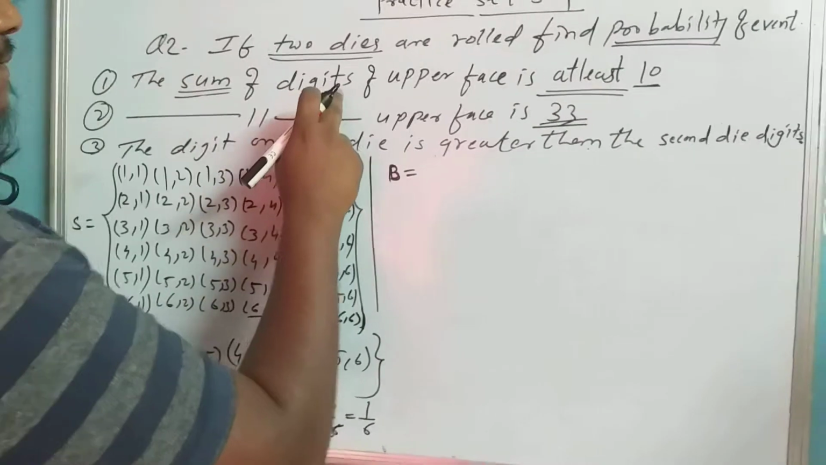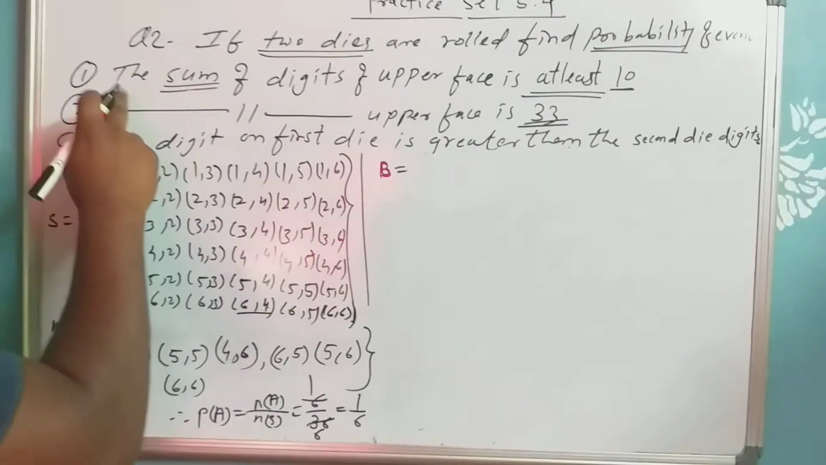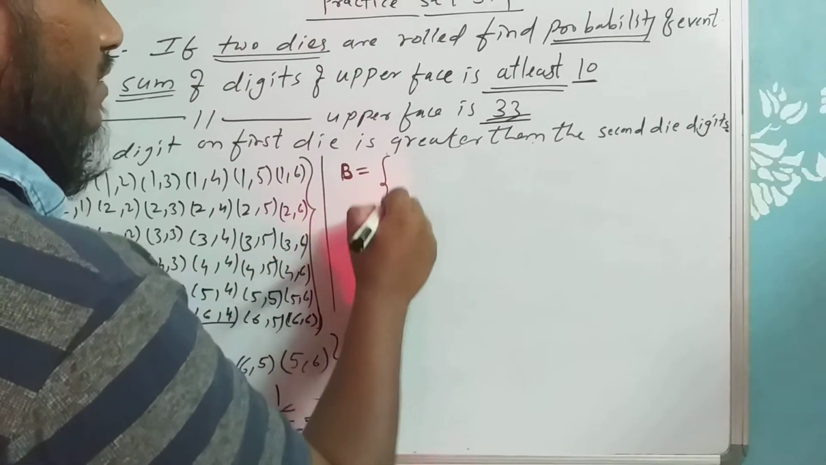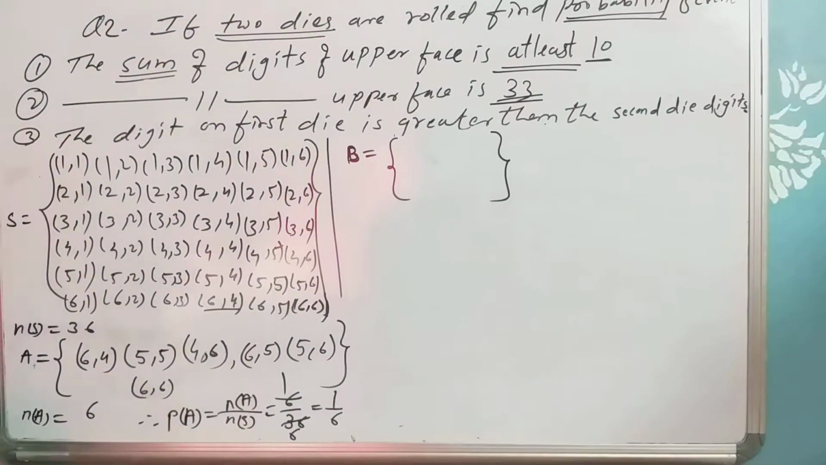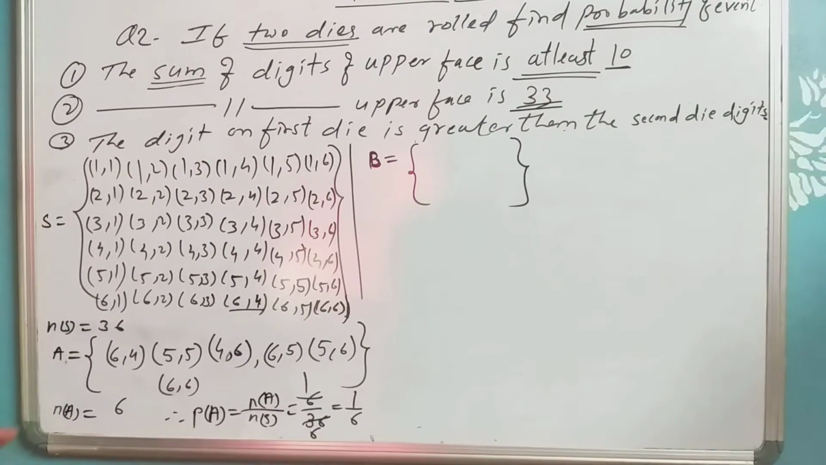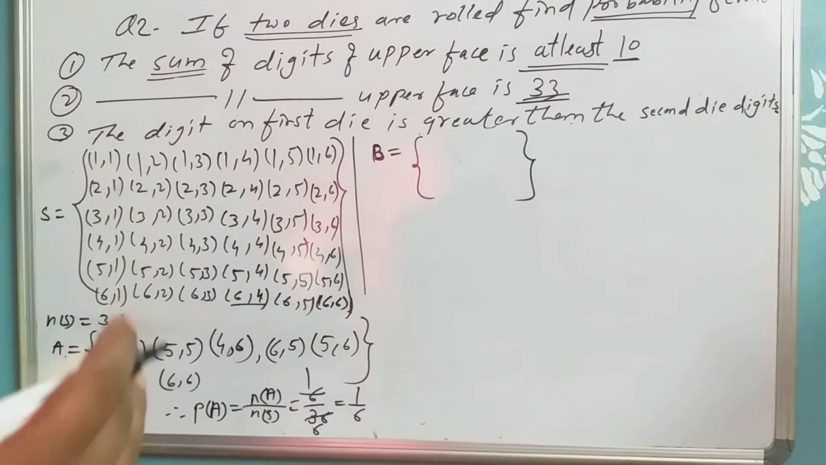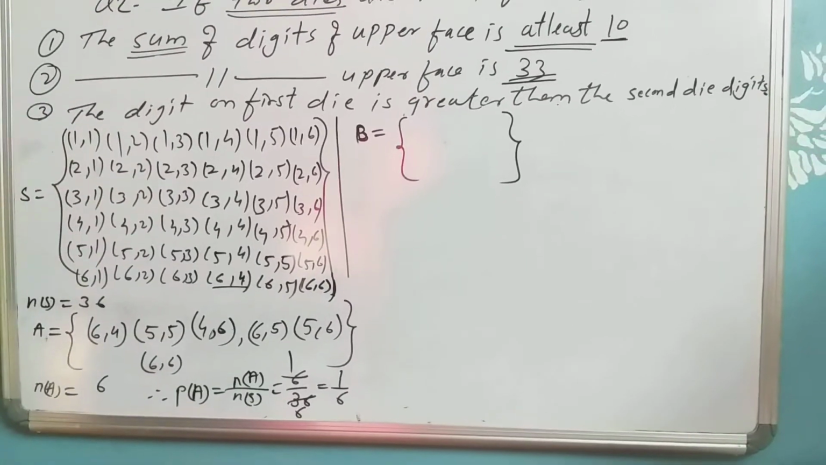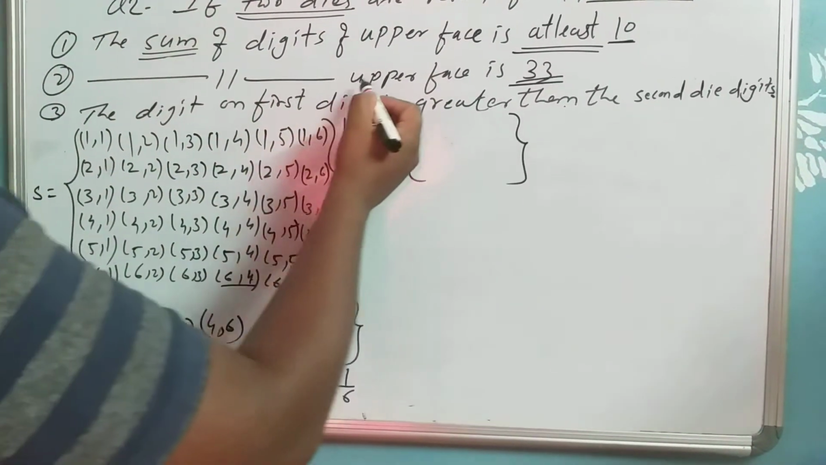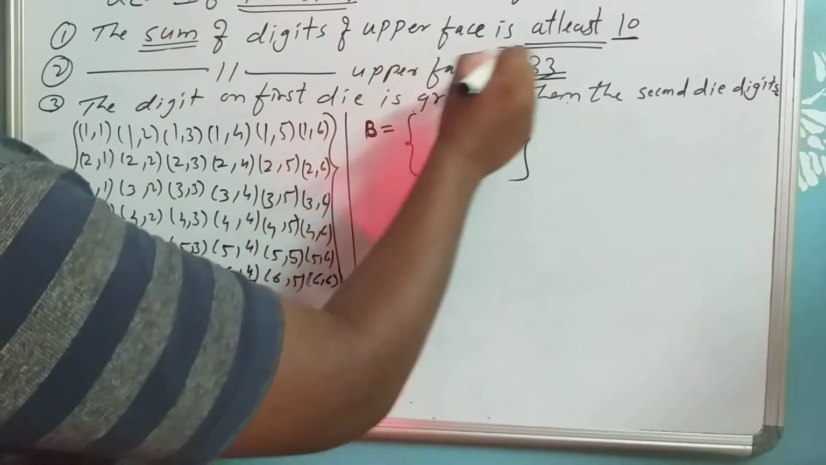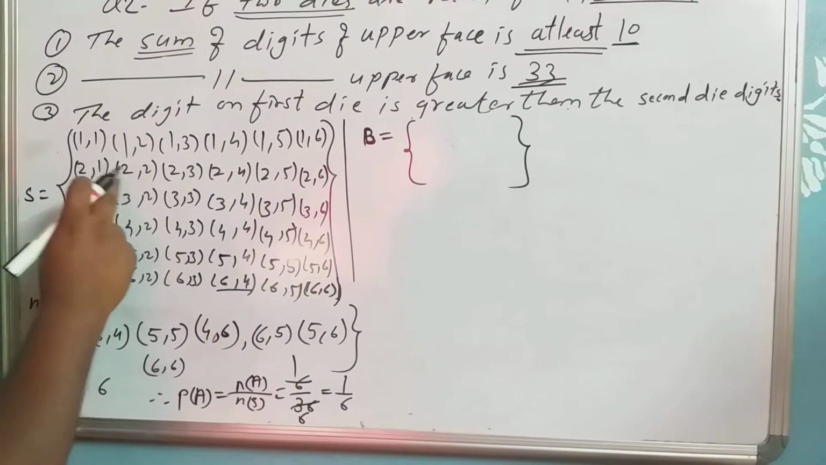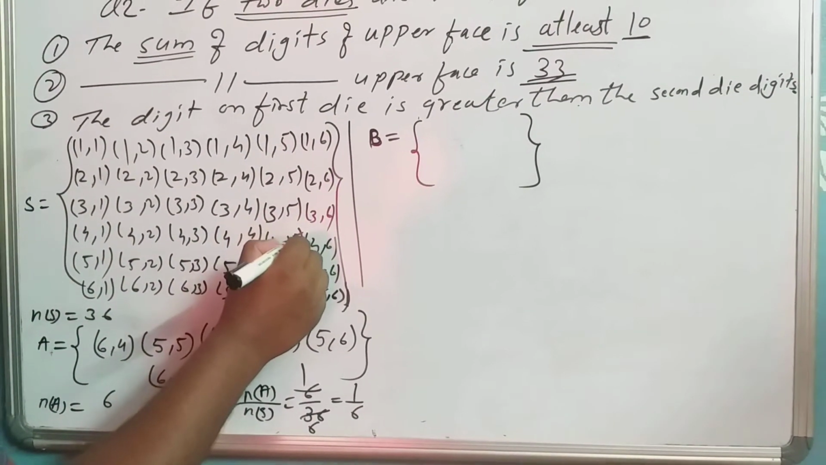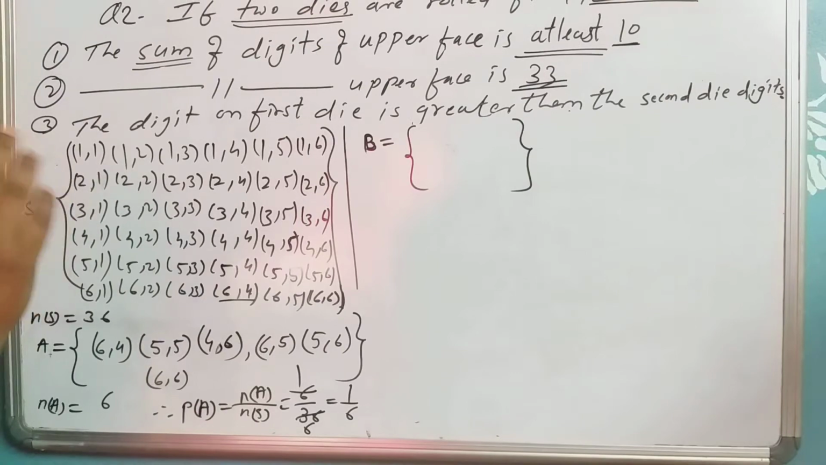Now event B, or the second question, is given like this. All these words are the same, that's why I have written it like this. The sum of digits of the upper face is 33. I have explained, dear students, just carefully observe the questions and try to understand what is asked in the question. Sum means addition of two numbers. We don't want the multiplication of these numbers, we want addition only.